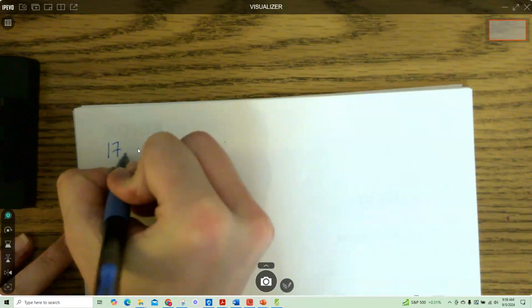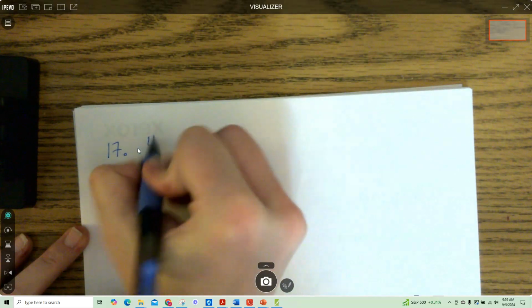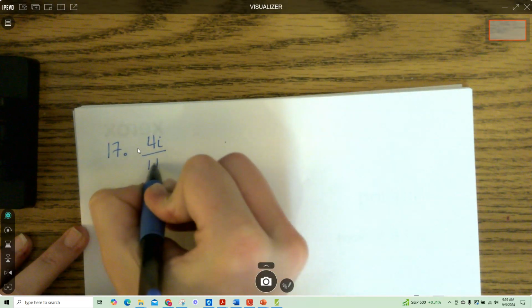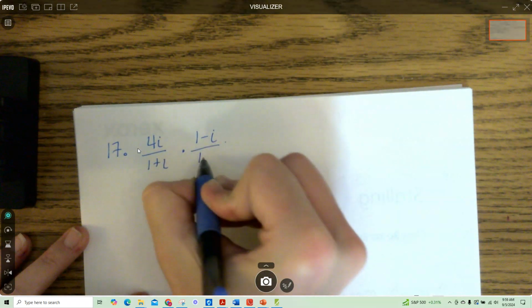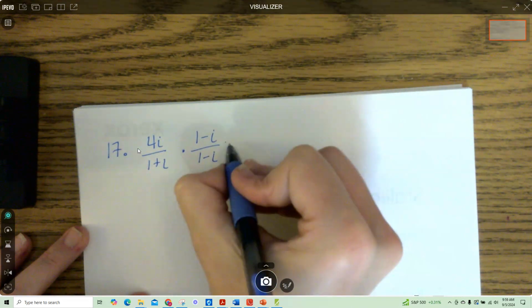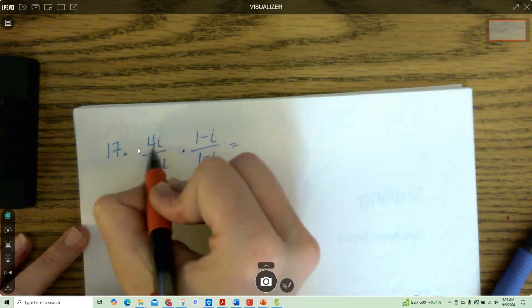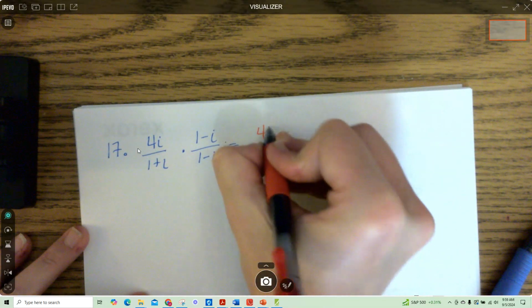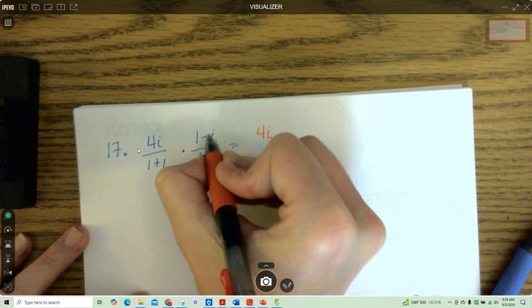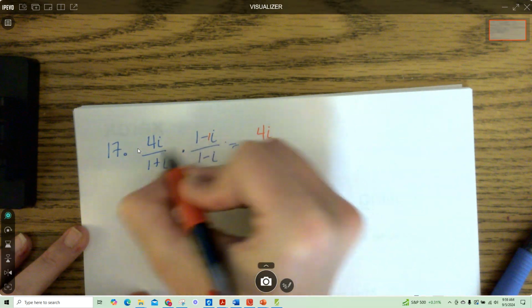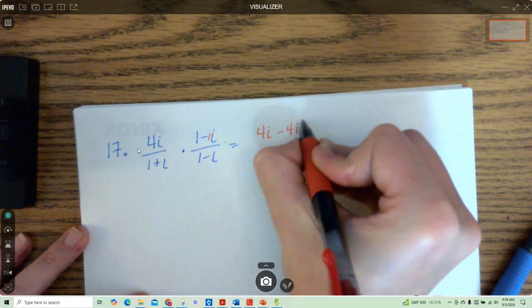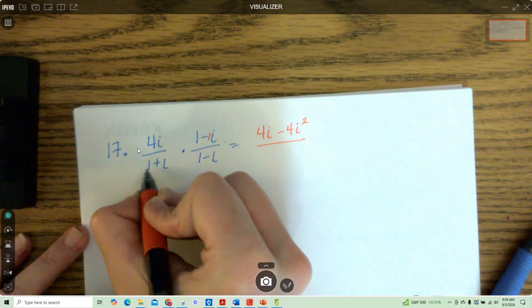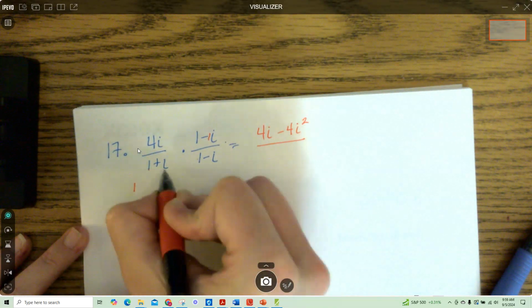Joseph, 17. 4i over 1 plus i. So we would multiply by 1 minus i, 1 minus i. So 4i times 1 is 4i. Again, invisible math here. 4 times negative 1 is a negative 4. i times i is i squared. And then this would be 1 times 1 is 1.